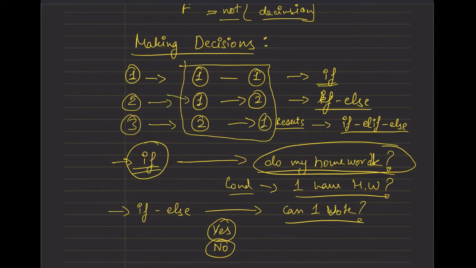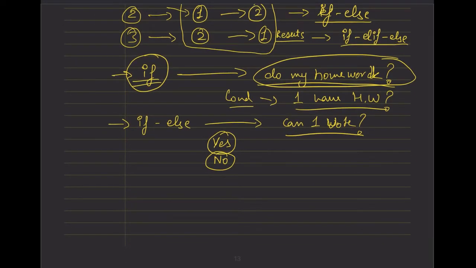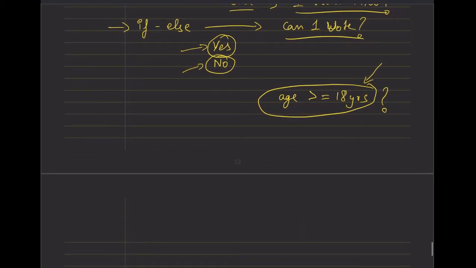The condition on which it depends is whether my age is greater than or equal to 18 years. Okay, so this is the condition. So if my age is greater than or equal to 18 years, yes, of course I can vote. Or in any other case than this, I cannot vote. Okay, so that is all about the if else statement.